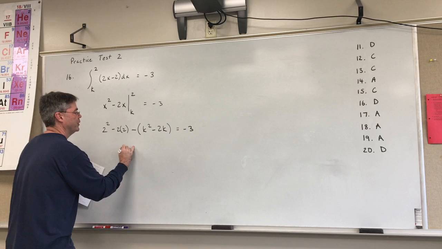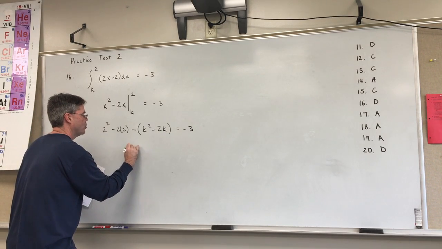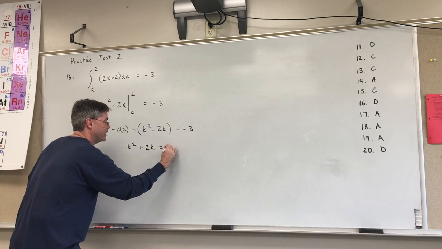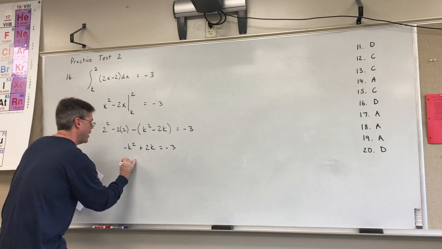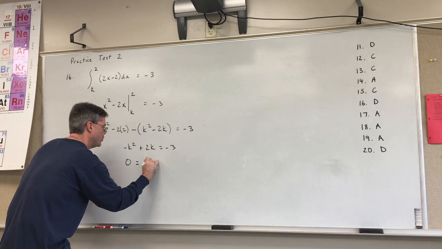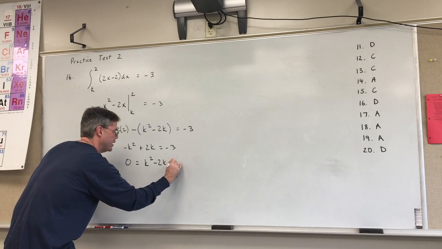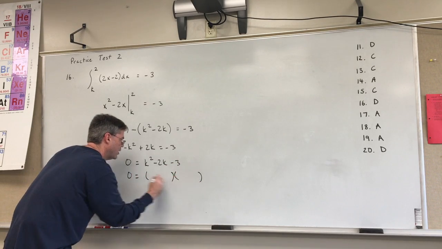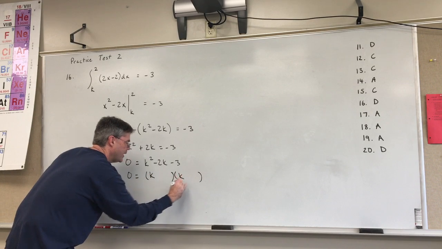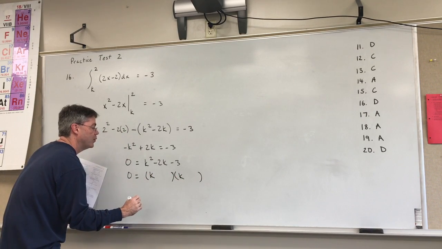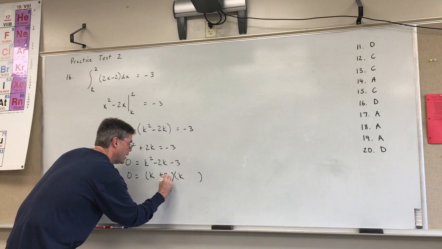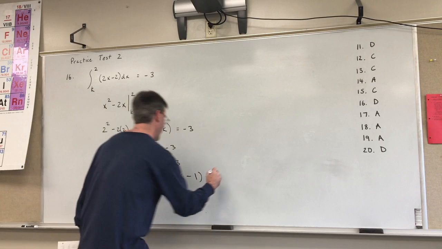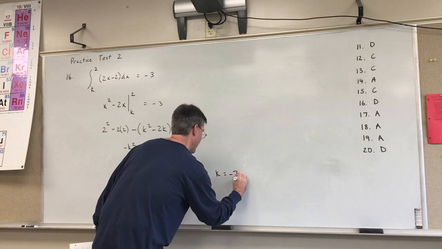4 minus 4 is 0, so we'd have minus k squared plus 2k is equal to -3. I'm going to shoot everything over to the right, and then we'll factor. 0 is equal to k squared minus 2k minus 3. Factor, so we got k plus 3 and k minus 1 should do it. So k is going to equal -3 and 1.